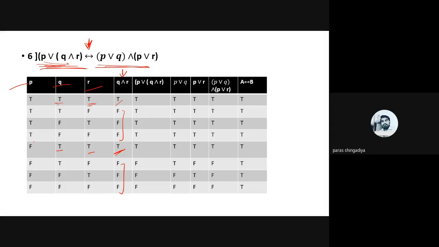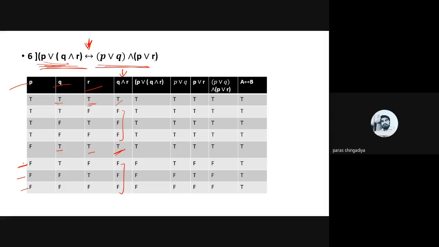If both statements are false, then it will be false. In all remaining cases, it will be T. So check this row, where both places are given a false. So the first row is complete, the second is easy, the third, and now check the 7th, 8th, and 9th.